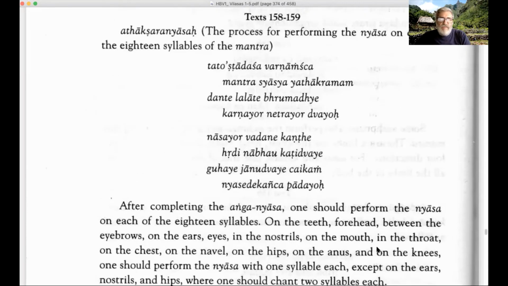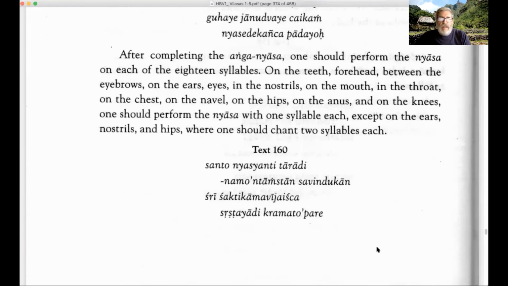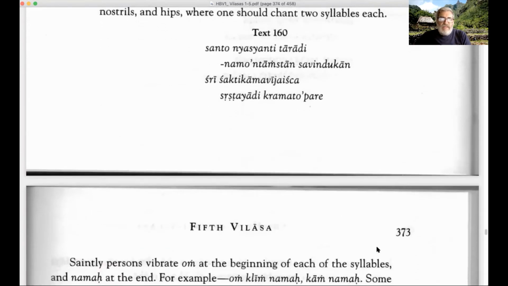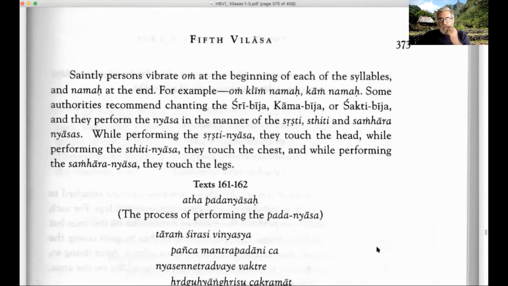And this probably comes from Kramadipika, but let's see. It doesn't say where this instruction is from. But anyway, let's continue on. Text 160 suggests saintly persons vibrate Om at the beginning of these syllables. So for those 18 syllables, saintly persons say that before you chant each syllable, you should chant Om first, then the syllable, and then Namaha at the end. For instance, Om Klim Namaha, Om Kam Namaha, like this.